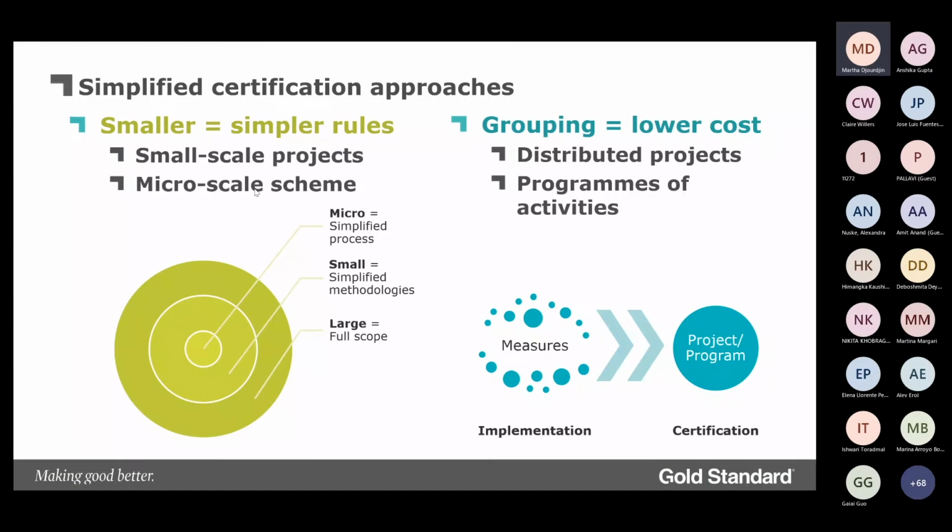And we have micro-scale projects, or micro-scale scheme, which is a Gold Standard specific scheme that was established almost 10 years ago in order to remove the barriers to certification for very tiny projects, especially those that have to do with rural communities or pilot projects of very tiny new technologies, etc., that might not be able to afford the full certification cycle, also because they generate very few emission reductions at the end.